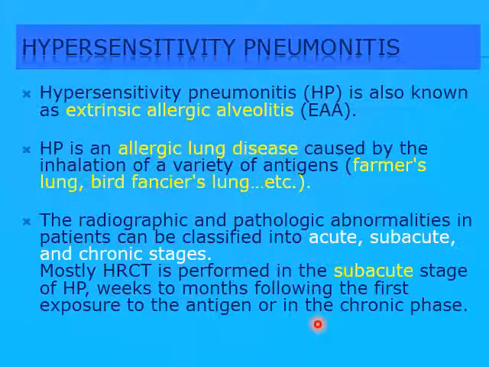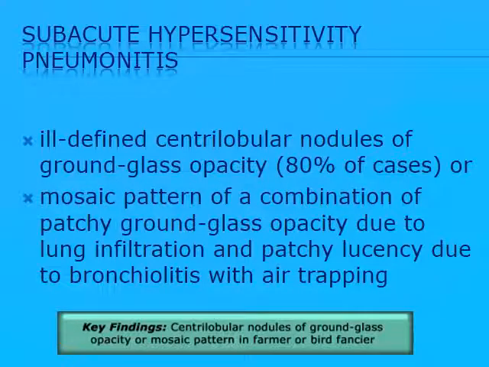Recently, hypersensitivity pneumonitis is reclassified into cluster 1 and cluster 2. Cluster 1 includes acute and subacute, and cluster 2 includes the chronic hypersensitivity pneumonitis.